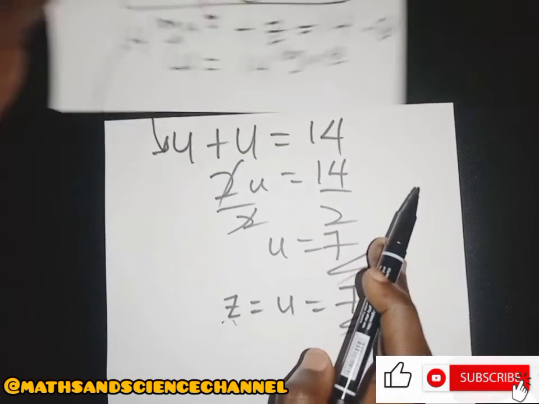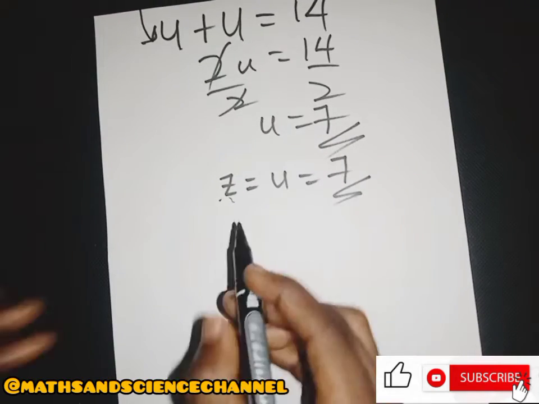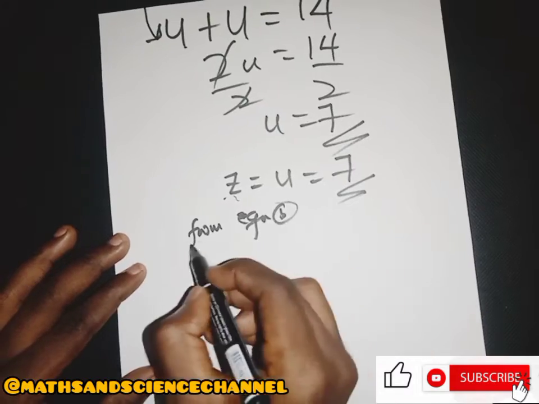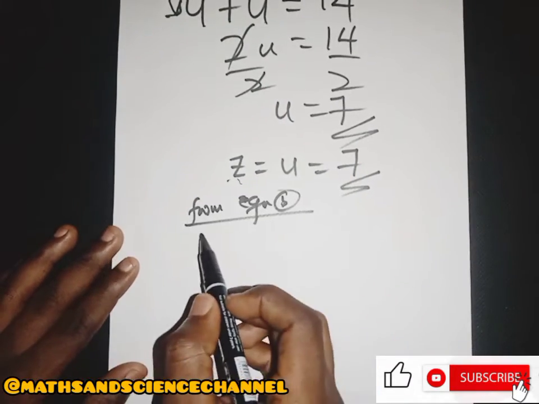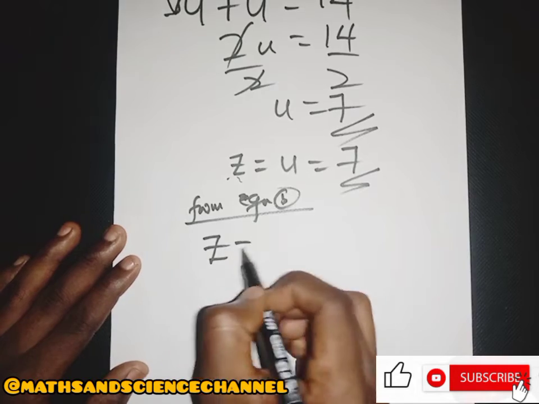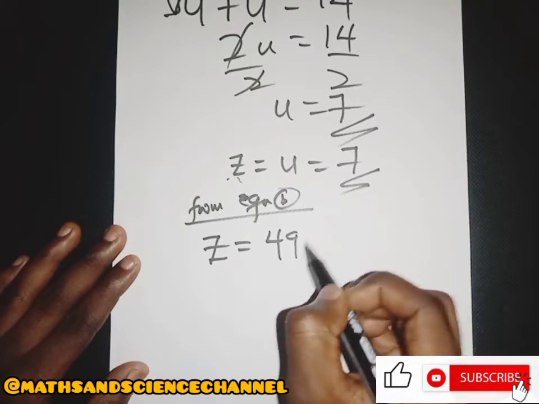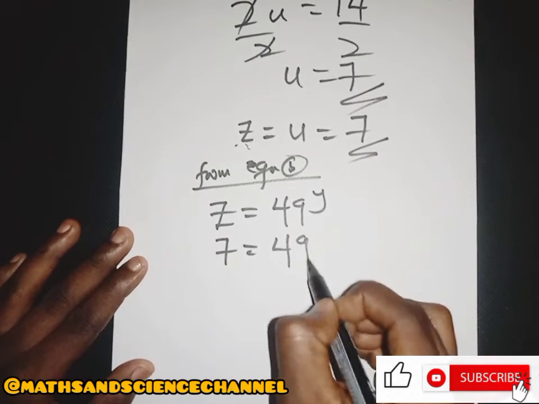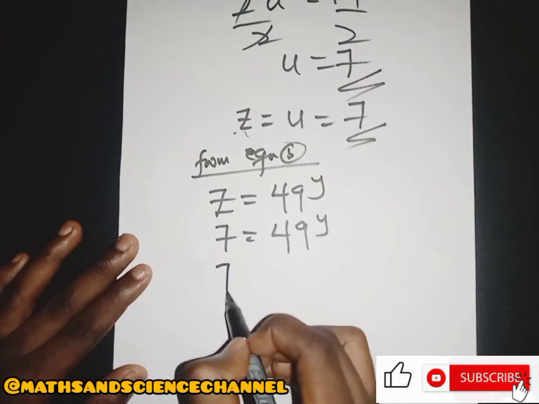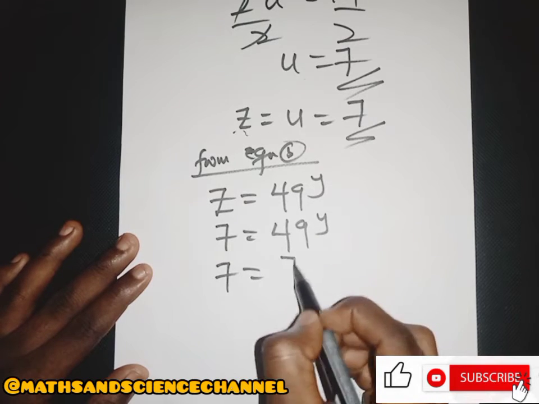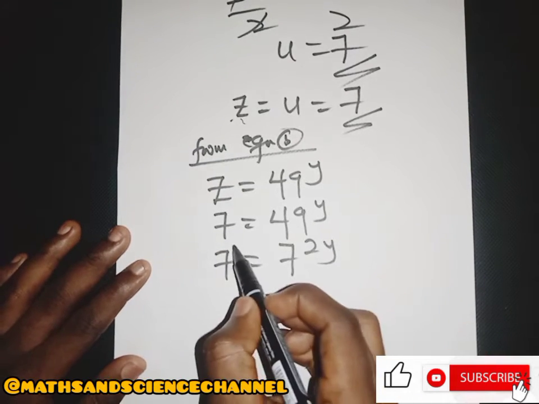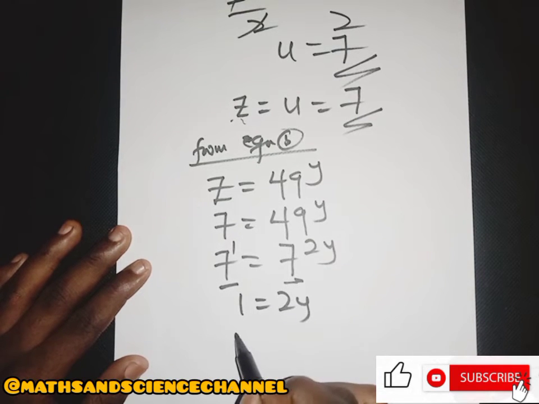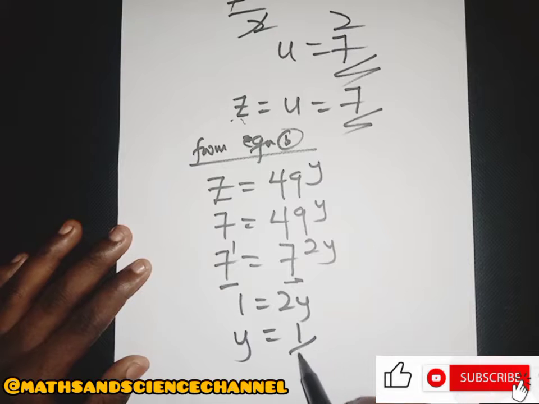So from equation 3, remember we are working backward. From equation 3 we said that z equal to 49 to the power that, which means that 7 equal to 49 to the power that, and therefore writing 49 in terms of the base 7, we have 7 to the power 2y. Since the bases are the same, we can equate the exponents, and therefore y will just be 1 over 2 in this case.